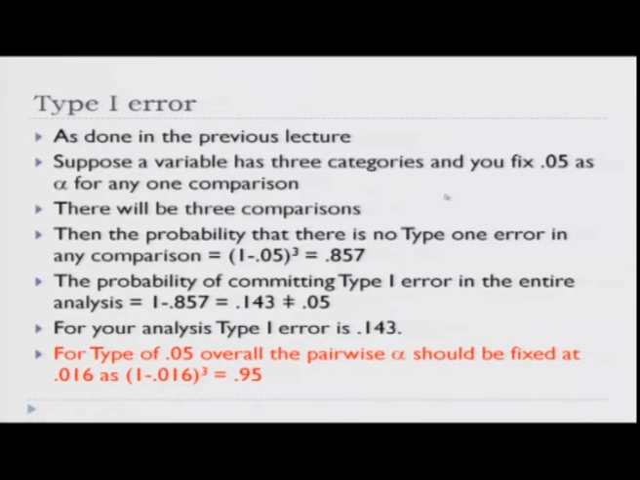Normally, type 1 error is fixed at 0.05 or 0.01. You are dealing with 3 groups. Imagine the type 1 error for each comparison. There are 3 groups and 3 pairs: 1 and 2, 1 and 3, 2 and 3. So, if you fix the probability of type 1 error in each pairwise comparison at 0.05, then the probability that you do not make type 1 error in any is 0.857, and therefore, the probability of committing type 1 error in the entire analysis would be 1 minus 0.857 equal to 0.143, which is not 0.05.